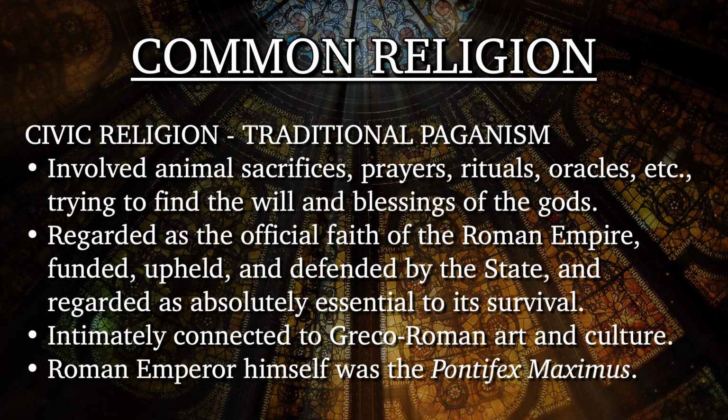Again, this traditional paganism was considered, on paper, the official religion of the empire. It was funded by the state, upheld by the state, legislatively controlled and maintained by the state because of the perfect unification and crossover between the state and religion itself. And this traditional paganism, this civic religion of Rome, was considered vital to the very existence of the Roman state, and so it was to be protected and maintained at all costs.